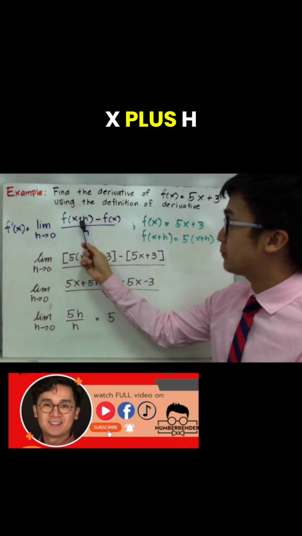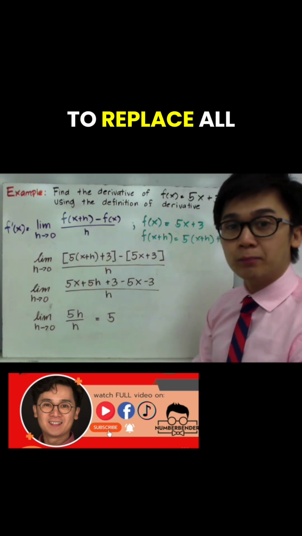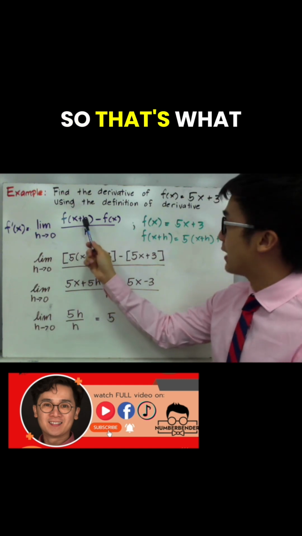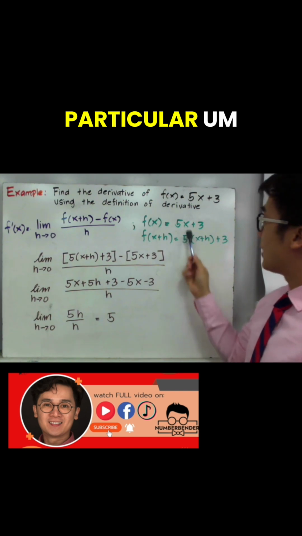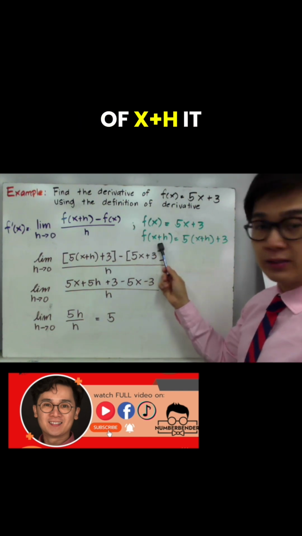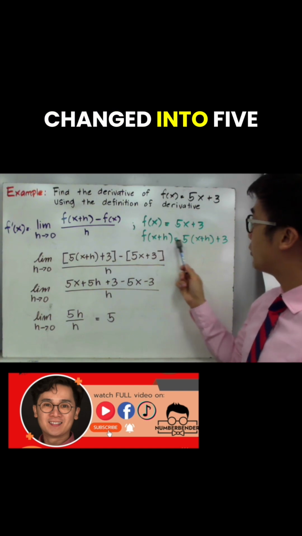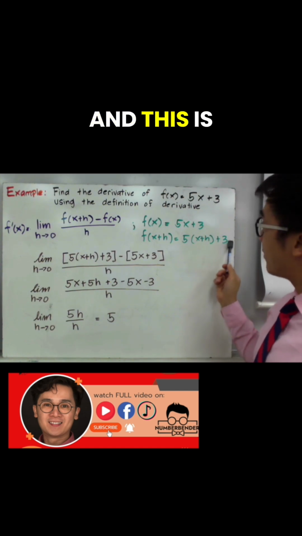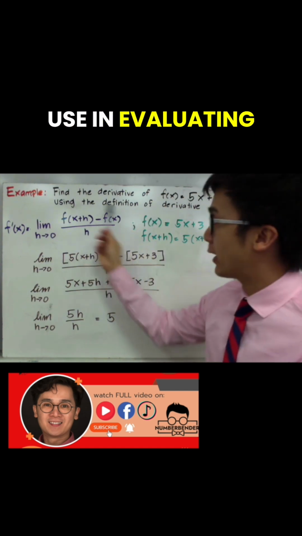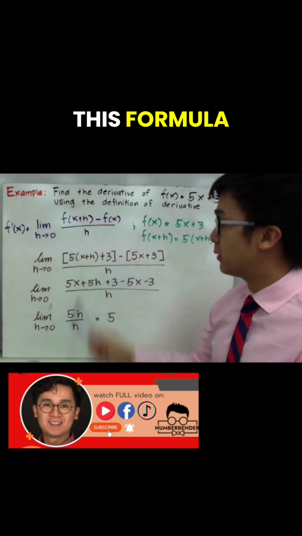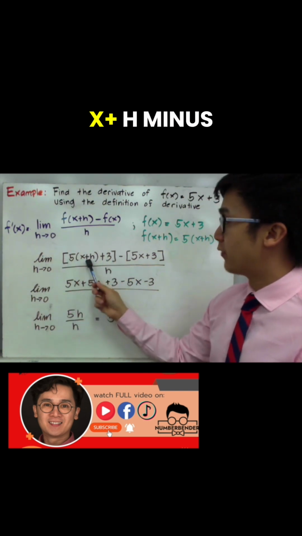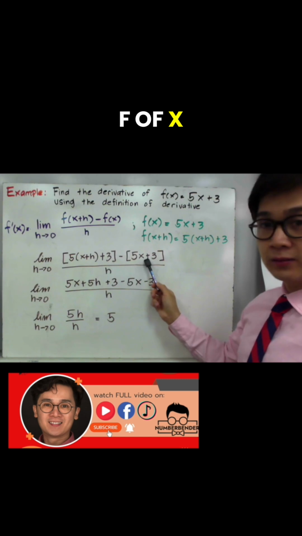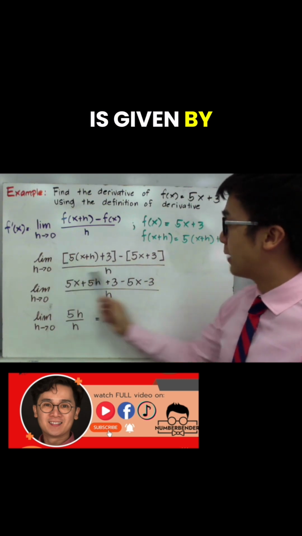Now, f of x plus h means we're going to replace all the variable x with x plus h. So that's what we're going to do for this particular solution for f of x plus h. It will now be changed into 5 times x plus h plus 3. And this is what we will use in evaluating our derivative using this formula. So the limit of f of x plus h minus f of x all over h is given by this function right now.